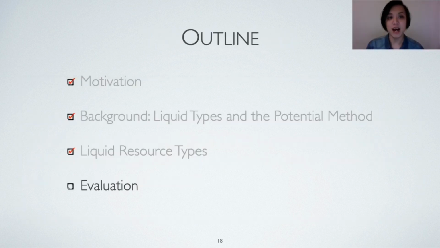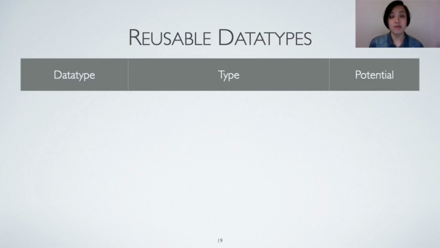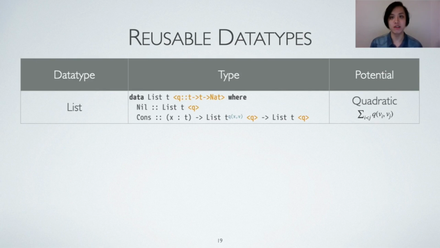After I explain how our type system formally expresses and automatically verifies resource bounds with liquid resource types, you might wonder whether the system is effective in practice or not. Let's first take a look at some reusable resource-annotated data types, which we'll use to specify the type signatures for our benchmark programs. The first one, for quadratic potential over list, we have already shown during the presentation.